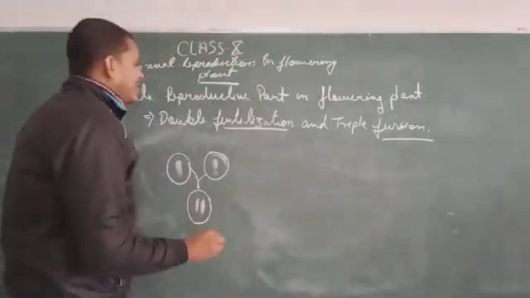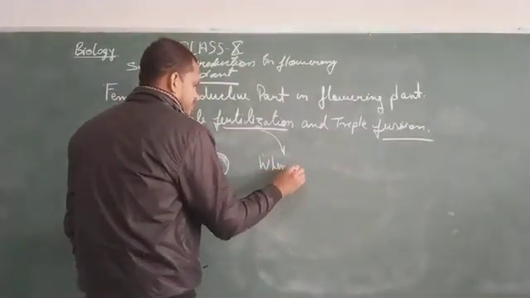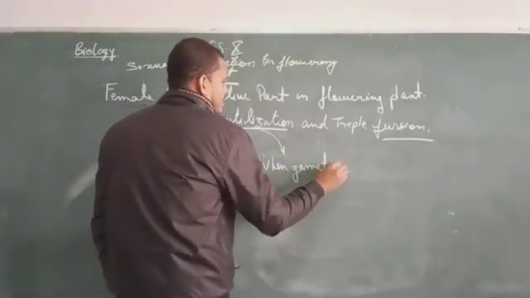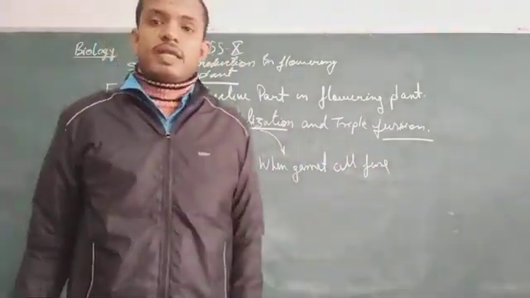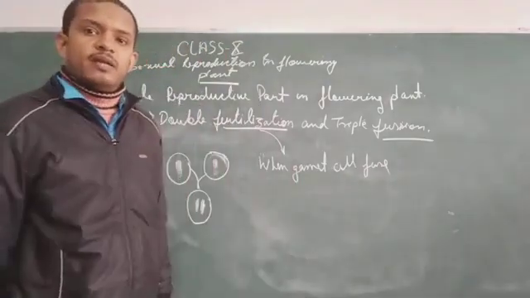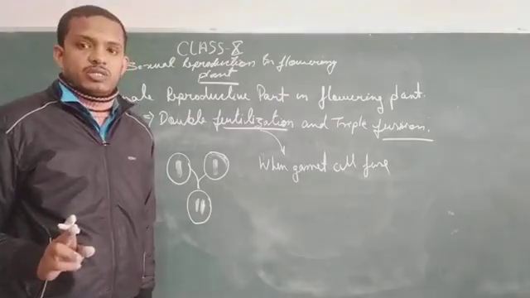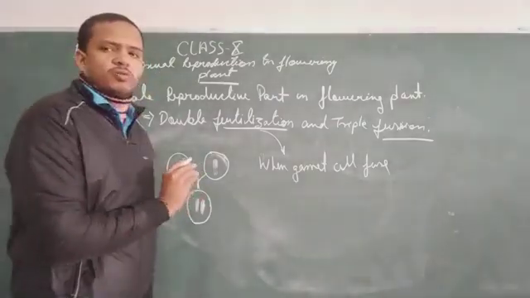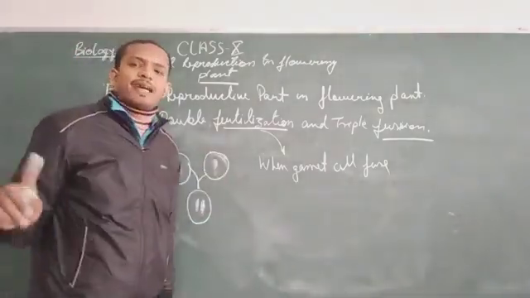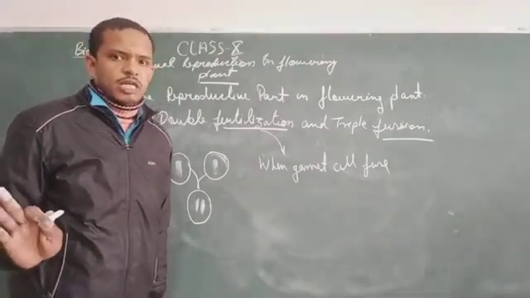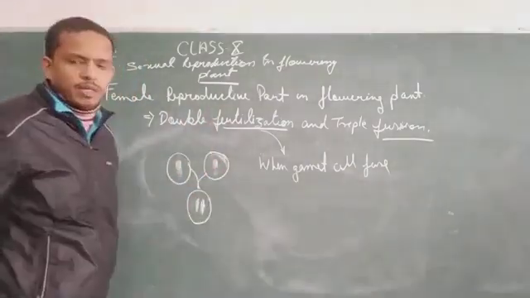But what is fertilization? When gamete cells fuse. When fusion takes place among gametes, male gametes and female gametes, that case is known as fertilization. Correct? Fusion is when any cells combine, but fertilization means the gamete cells are fused. Hope you understood this concept. Now we will discuss what double fertilization and triple fusion are.